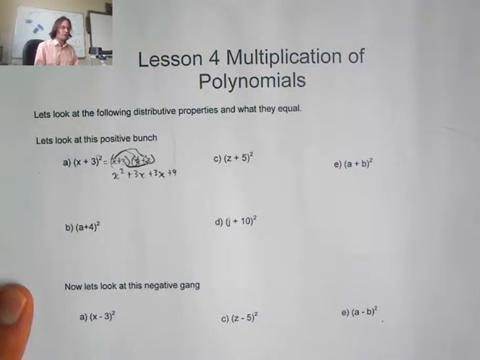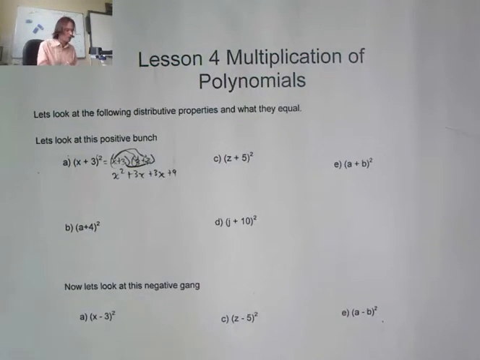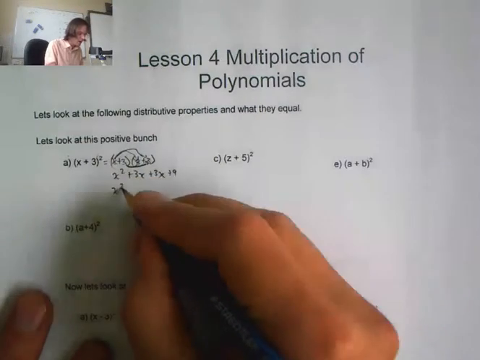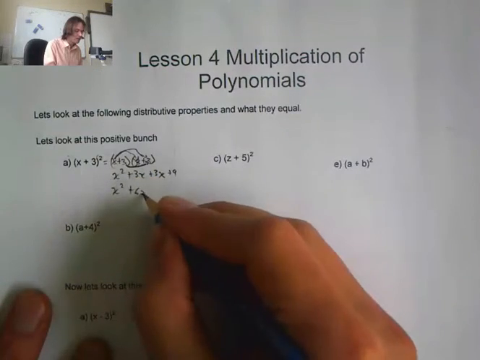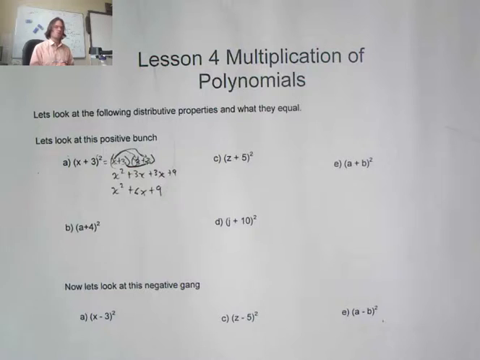Okay, so I add these all together. Now I'm going to combine like terms. I'm going to be left with x squared plus 6x plus 9.